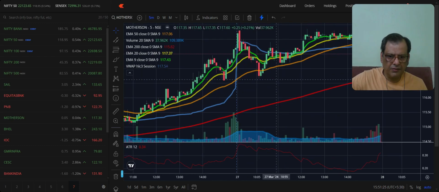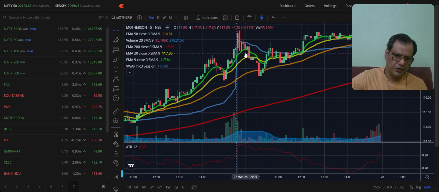Then again, if you took a short below, you would have been trapped here because you see a piercing candle here. And then again, you have something like an evening star here. And again, if you took a short below this one, this small green candle would probably have taken your stop loss unless your stop loss was above the VWAP.